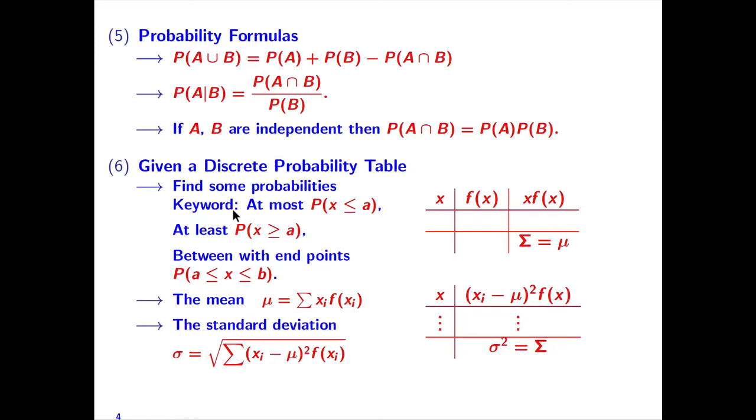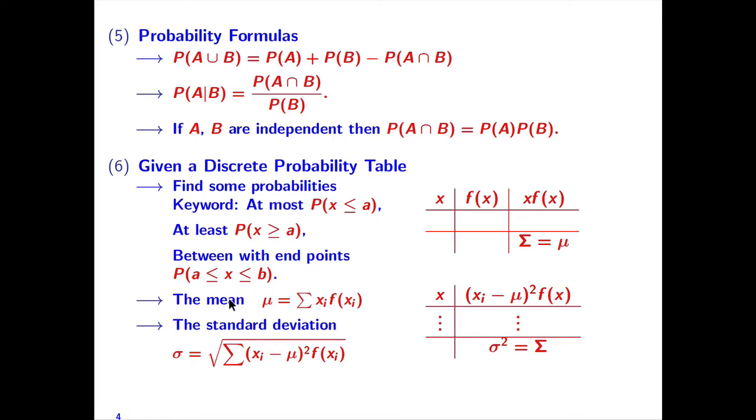At most, then the probability statement will be probability of x less than or equal to A. For the keyword at least, the probability statement will be probability of x greater than or equal to A. Now, between with endpoints, then the probability statement will be probability of x greater than or equal to A, less than or equal to B.